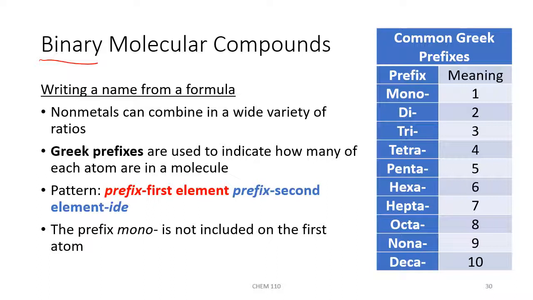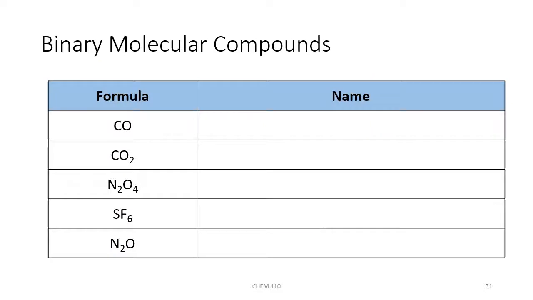We have to indicate how many atoms of a particular element there are by using those same Greek prefixes that we used for hydrates. The pattern for naming molecular compounds, we use a prefix and we name the first element. We use another prefix and we name the second element, and we change the ending to "ide." If there's only one of each particular element, the prefix mono is not included on the very first atom.